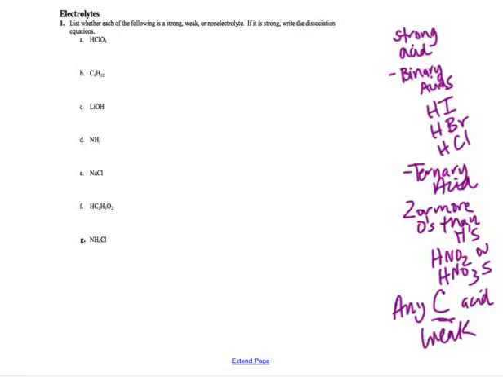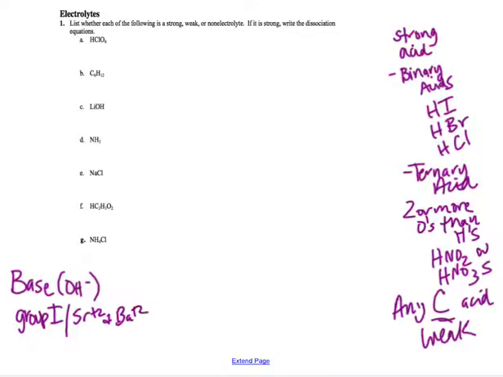What about bases? Mostly bases contain what? Hydroxides, right? So, which hydroxides are strong? Which ones dissociate? Your group 1 and the bottom of group 2. So the strontium and barium ions, group 1, strontium and barium hydroxides, those are all strong. Any other base is going to be weak.